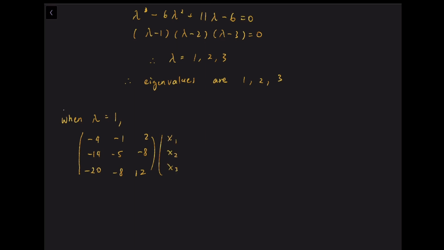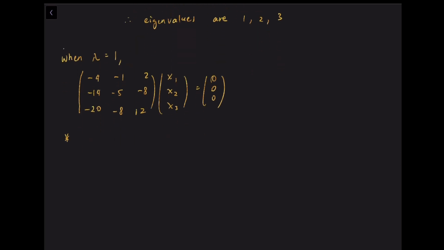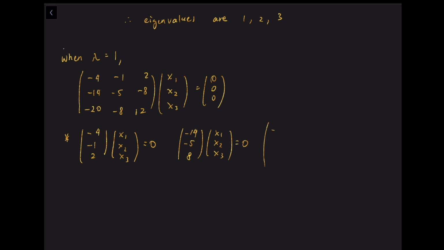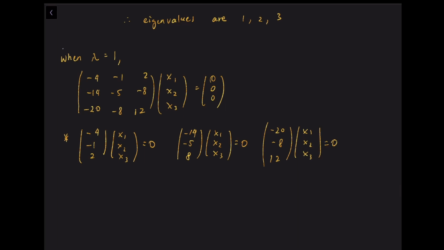Note that the eigenvector we seek has the following properties. (-4, -1, 2) times (x1, x2, x3) equals 0. (-14, -5, 8) times (x1, x2, x3) equals 0. And (-20, -8, 12) times (x1, x2, x3) equals 0. And also x1, x2, x3 must not be 0.